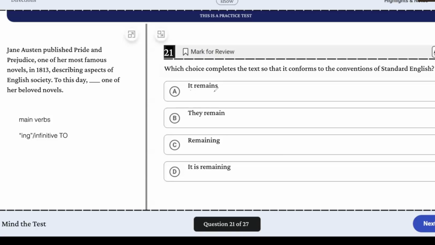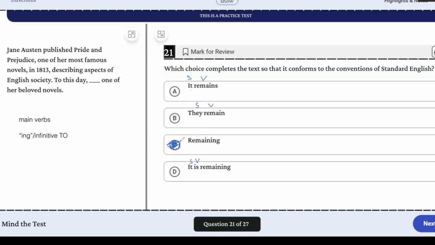But let's see what works here and which one is different. We have it remains. Okay, that could be like a subject and a verb. It remains. They remain. Okay, that could be a subject and a verb. Remaining. Well, there's no subject listed, but that also couldn't be a main verb. I couldn't say like they remaining or it remaining. In formal writing, that's missing something. We would have to say like it was remaining. So that's not a main verb. And then it is remaining. Again, it could be the subject and is remaining could be the verb. So this one is different. So it's probably this one.